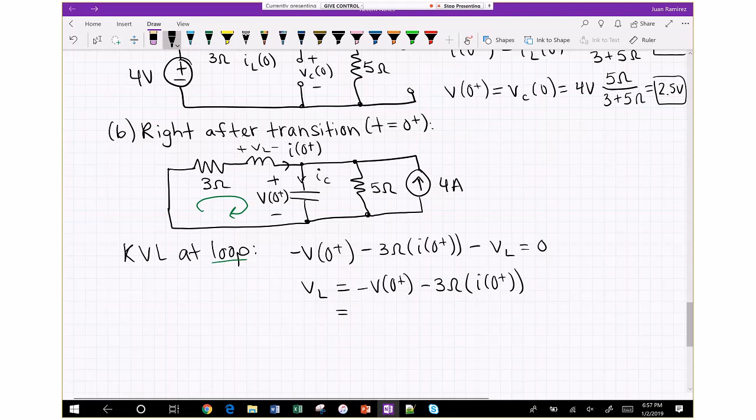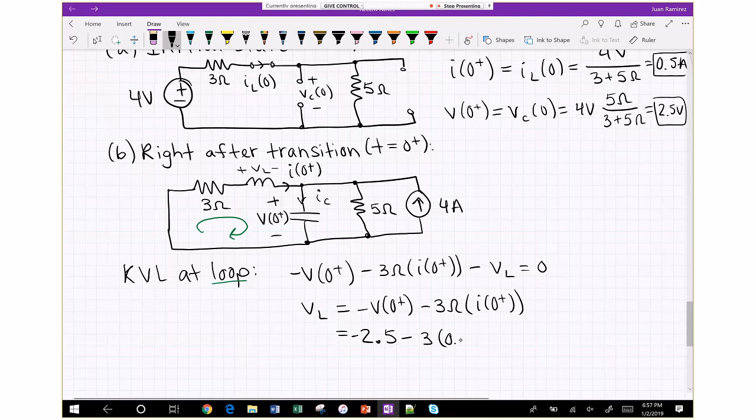And the voltage of the capacitor right after the transition is 2.5 volts. Don't forget the negative. Minus 3 times the initial inductor current, or the inductor current right after the transition, which is the same because it can't change instantaneously. Okay, we end up with negative 4 volts.